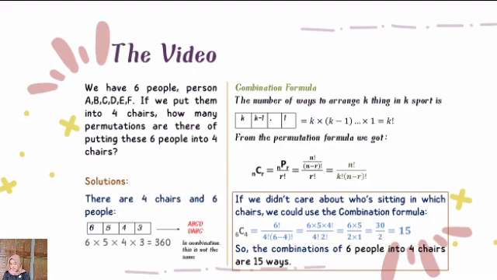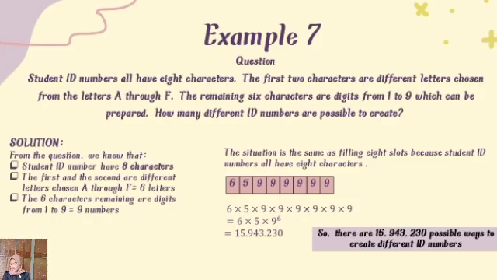In this video, I will next explain some examples. The first example is example 7, with the question: student ID numbers all have 8 characters. The first 2 characters are different letters chosen from the letters A through F. The remaining 6 characters are digits from 1 to 9, which can be repeated. How many different ID numbers are possible to create?